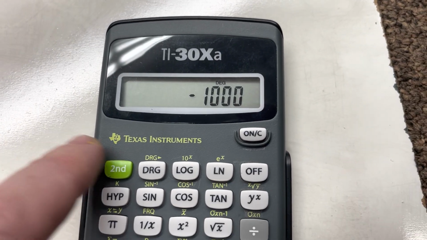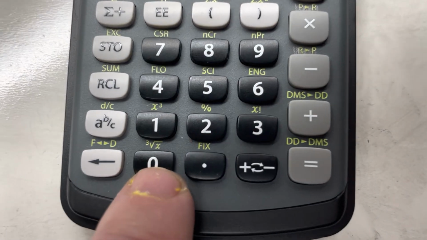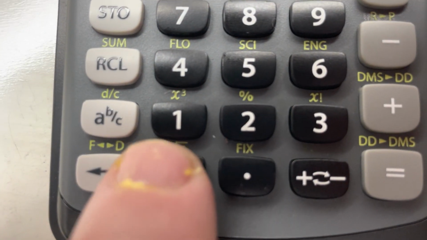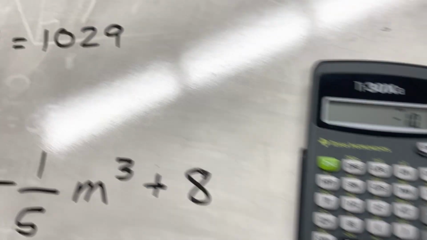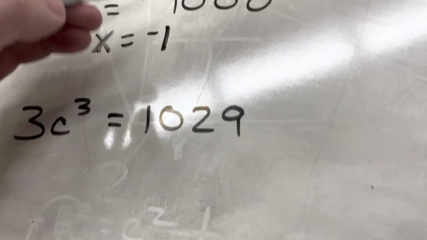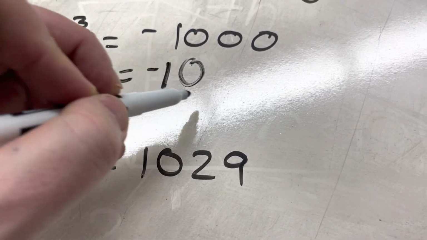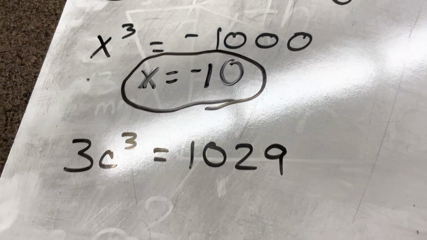All right. Go to second function. Go to my cube root button, which is kind of that 3 there with the square root and the x. And I get negative 10. x equals negative 10. And that's my final answer there.